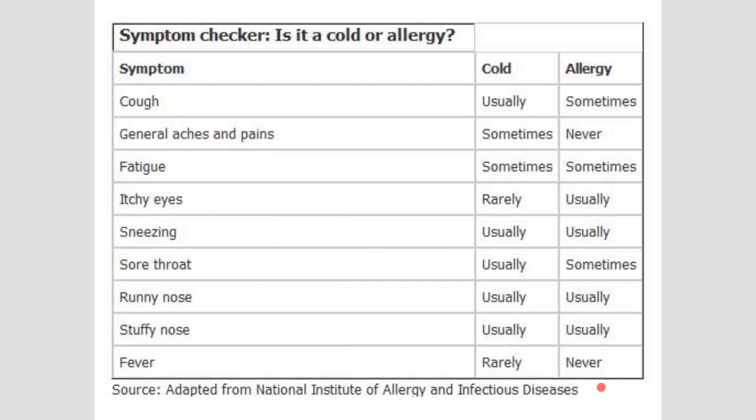The other problem that we see very recently is how would you differentiate between, and these are all very clinically relevant questions, common cold and allergy.